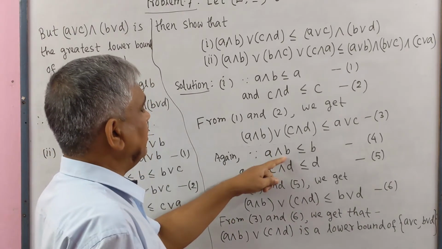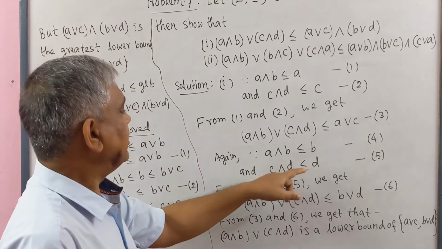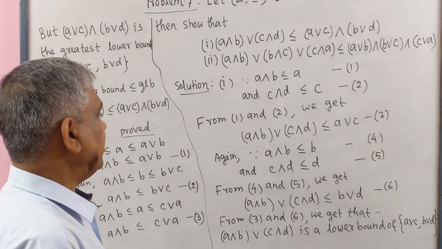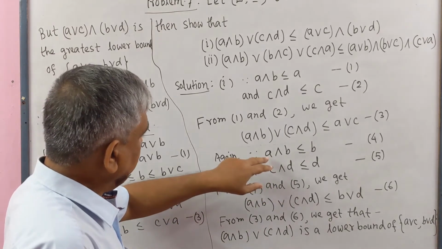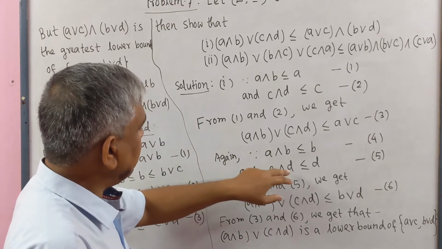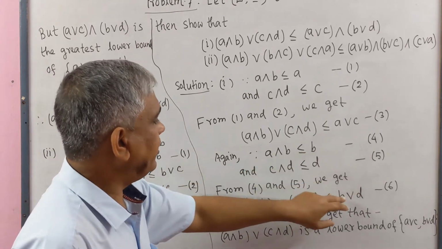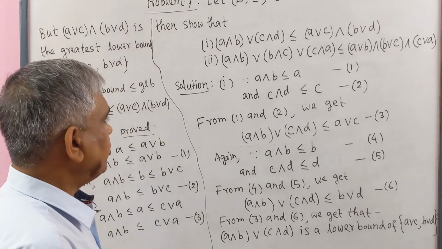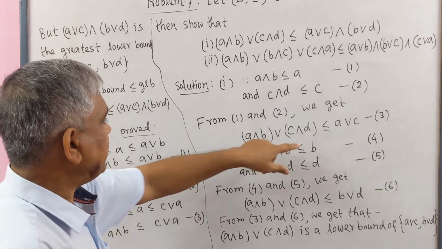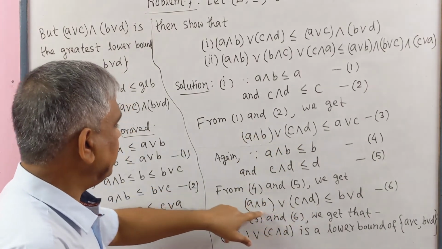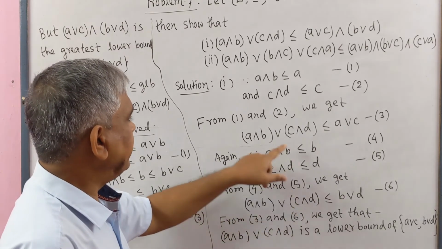Again, since A meet B less than equal to B and C meet D less than equal to D, from 4 and 5 we get, taking join in both sides, A meet B join C meet D, right side, B join D. From 3 and 6 we get that in left side we get A meet B join C meet D.